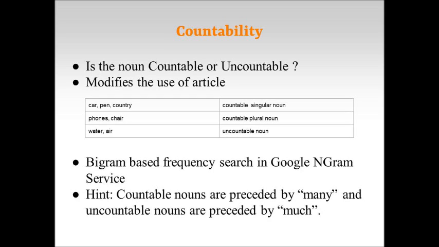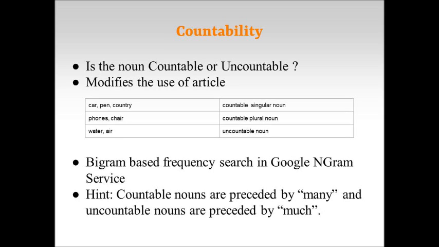So in this table, if you can see, car, pen, and country are countable singular nouns which trigger the use of a. And phones and chairs are countable plural nouns which would trigger the usage of the zero article or the null article. And things like water and air are uncountable, so we would not ideally put an article before them.